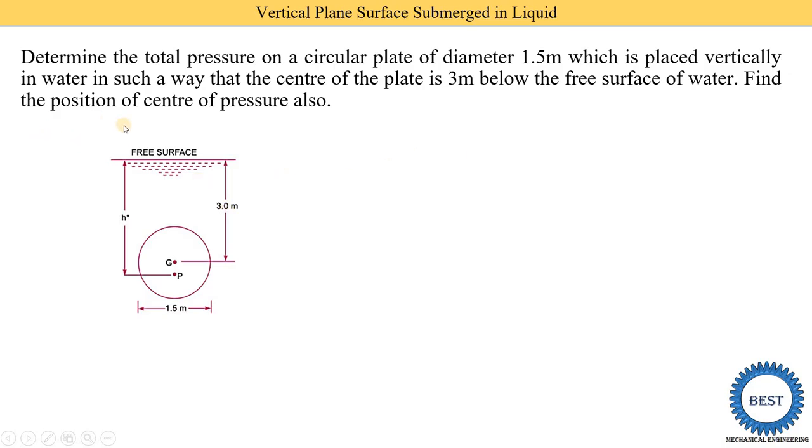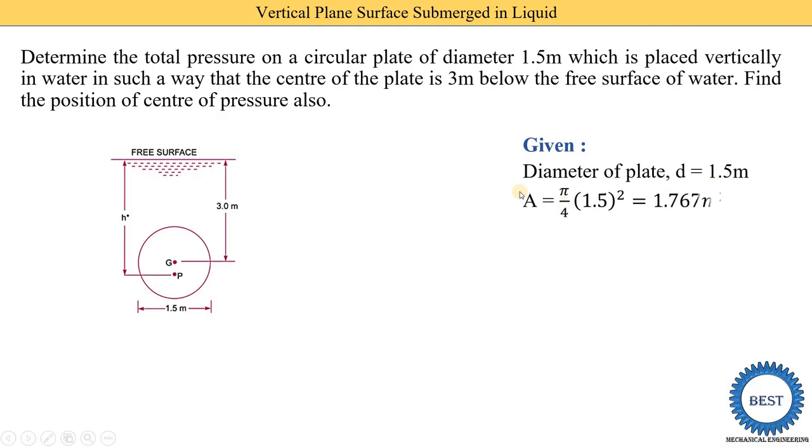We need to find out the position of the center of pressure also. So earlier it is mentioned to find out the total pressure F, and second we need to find out h star, that is the center of pressure. So first we mention the given data. The diameter of the plate D is 1.5 meter. Now we know that to find the force, area is required, so we also find out the area.